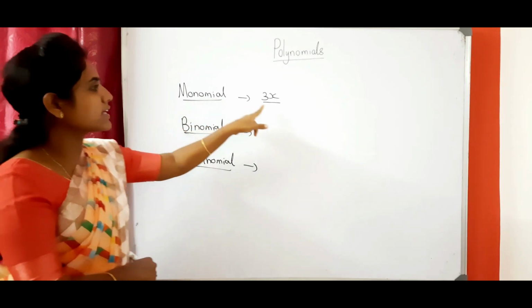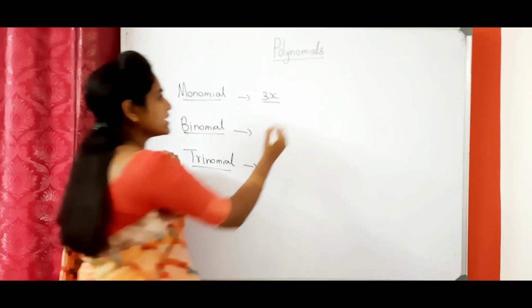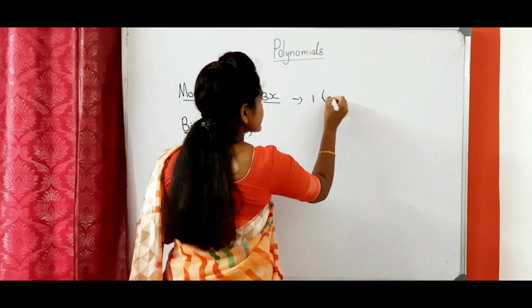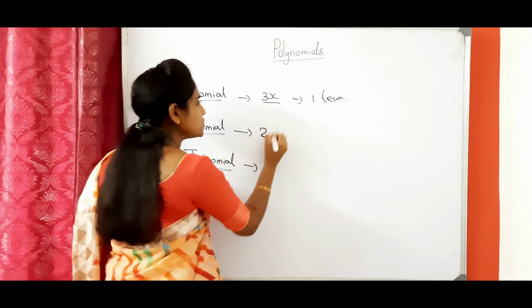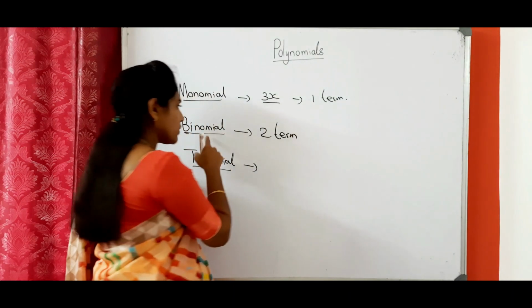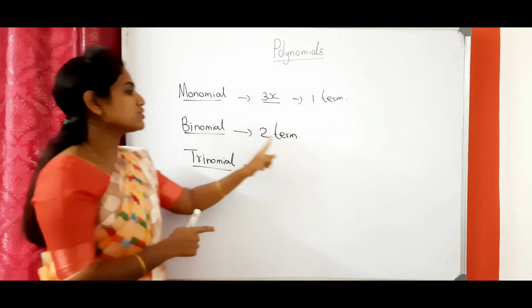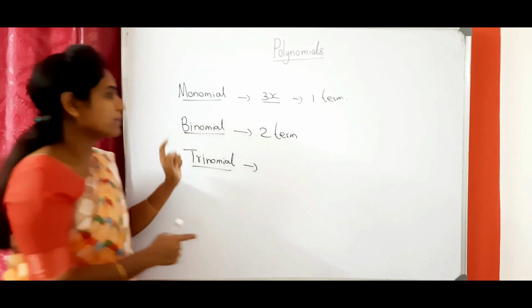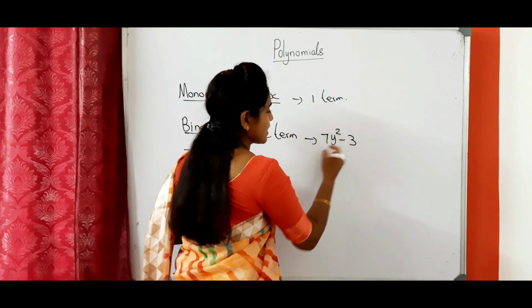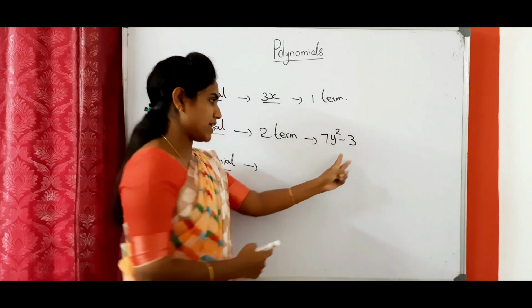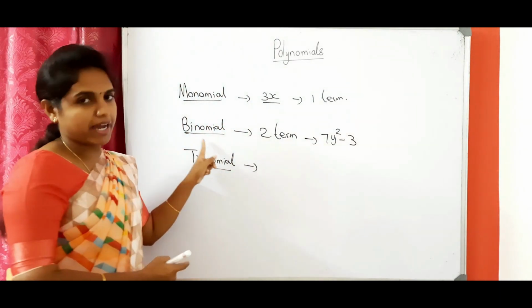So, monomial means it contains only one term. Next, binomial. Binomial means two terms. A polynomial that contains two terms is called a binomial. Give an example: 7y square minus 3. Here 1 and 2, two terms are there. Therefore, it is a binomial.